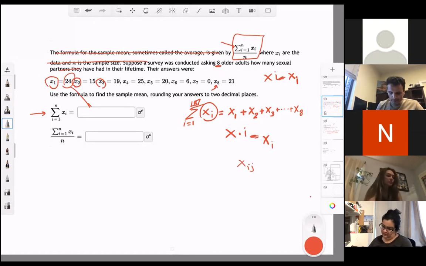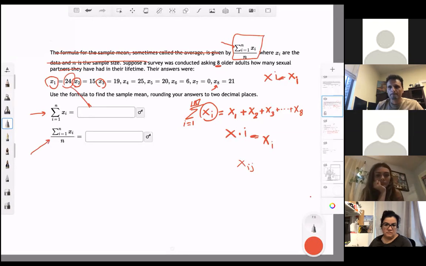What about this one? You divide the total sum over the 8. Very good. So we don't need to calculate this part anymore because this part is already there, correct? If we add them, what do we get?